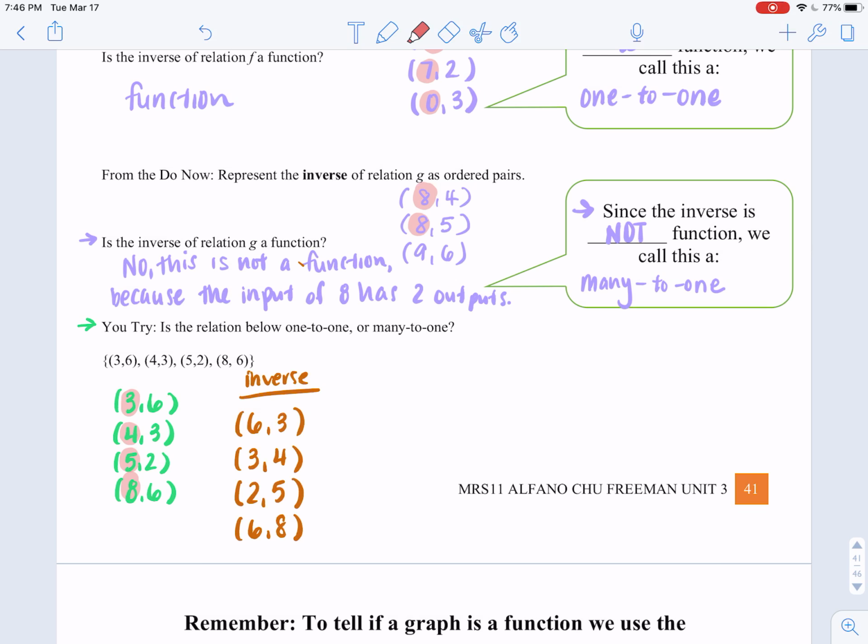And this is not going to be a function. My inverse is not a function because I have repeating inputs. So since the inverse, this one was good, right? And this one was not. Since the inverse is not a function, we're going to say this is many-to-one.